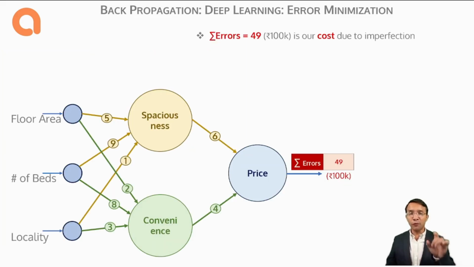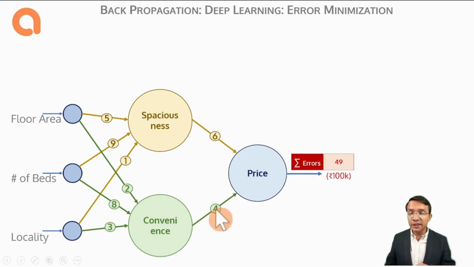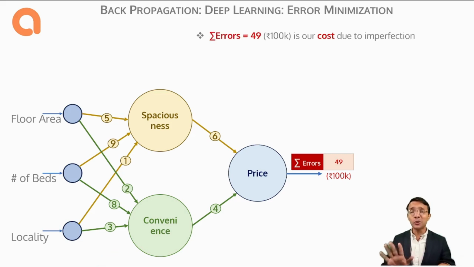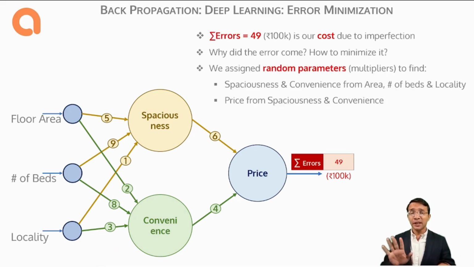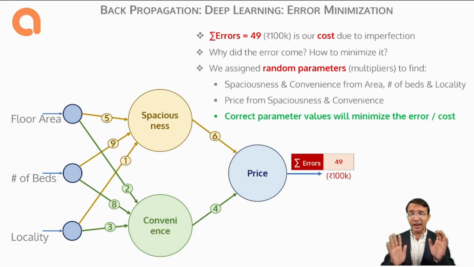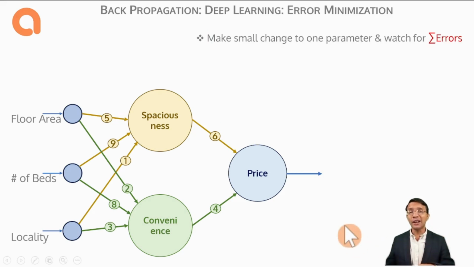Therefore, this 49,100,000 rupees is the extra cost due to the imperfection of our neural network with these random parameters to buy those 3 houses. Now, the correct parameters will minimize this cost. How to go about correcting these random parameters?